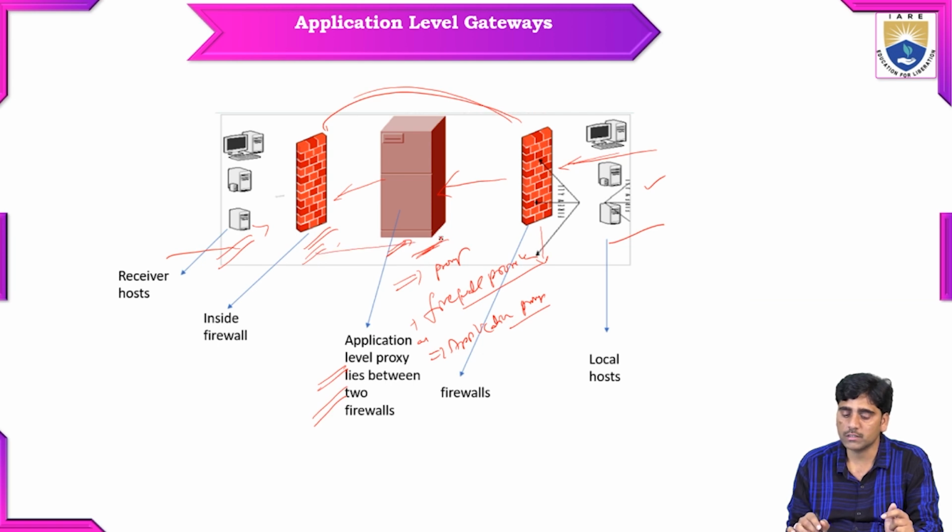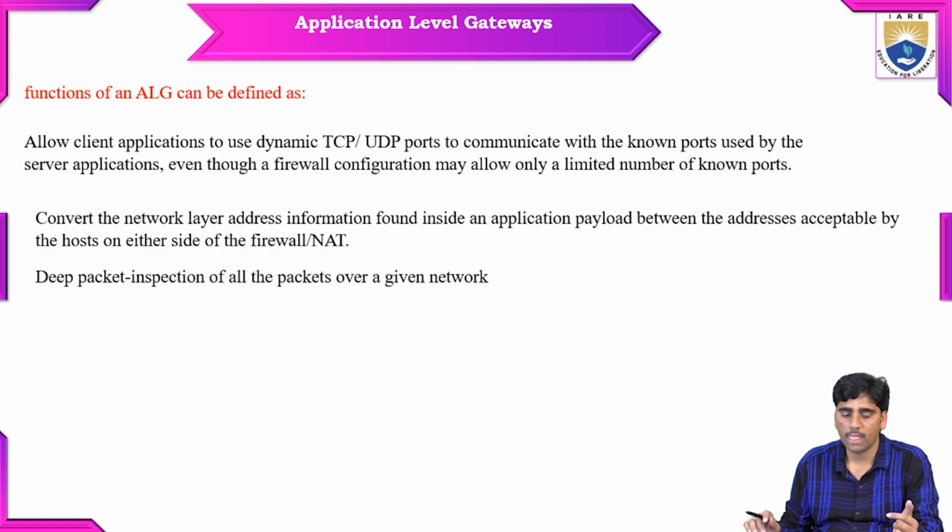So in this concept, this application level proxy is working as a demilitarized zone. This entire zone we can say is a demilitarized zone also. So now application level proxies, application level gateways, work for both applications as well as firewalls. And the functions of all application level gateways can be defined here.